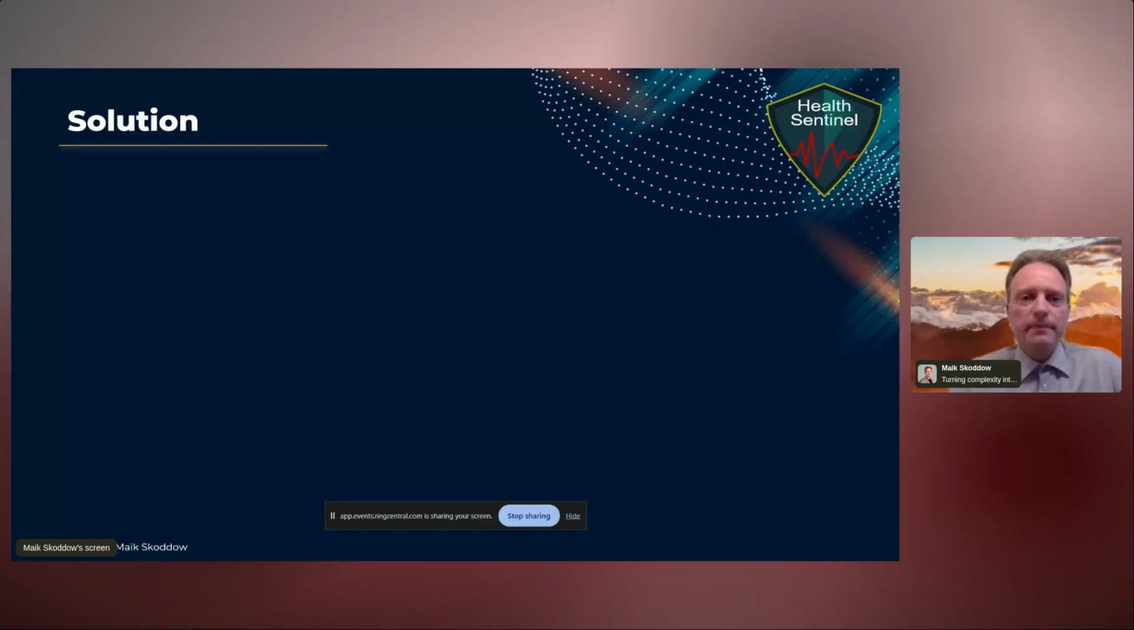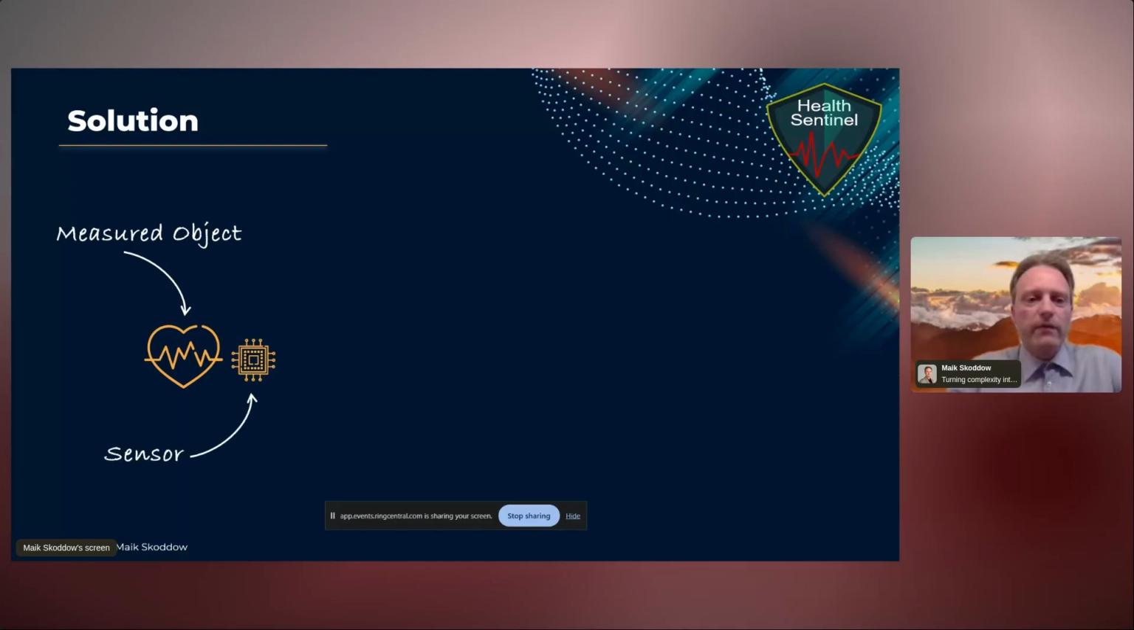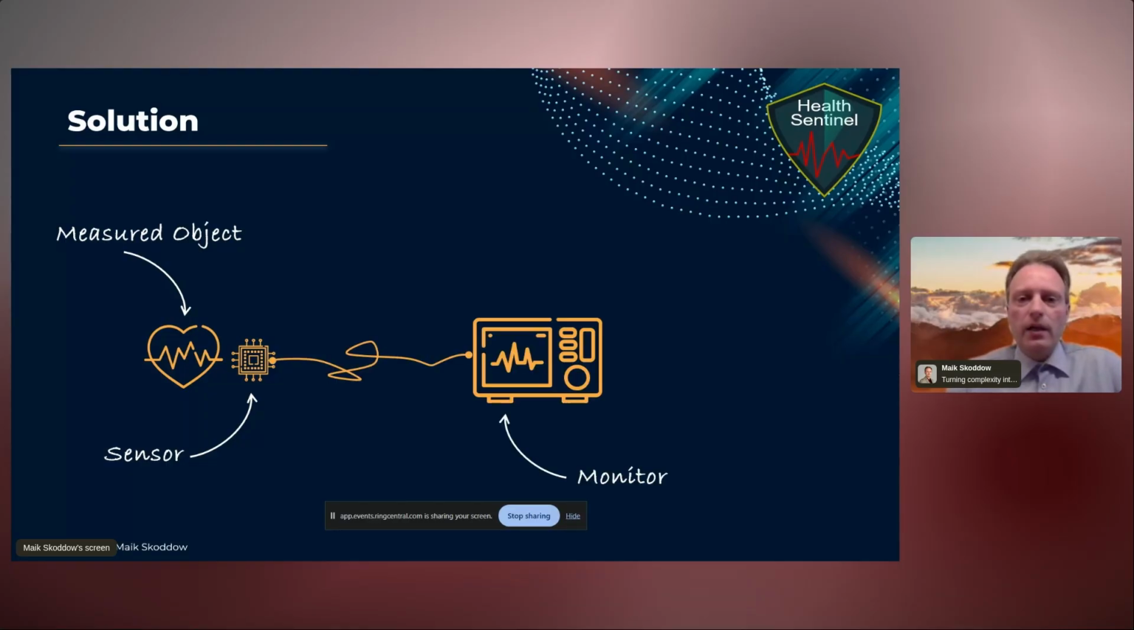let's recap this. We have an object which has to be measured, in my case, a heart. We have a sensor. The sensor can stick to the skin, or can also be placed within the heart if you have a pacemaker. Then you have a kind of device which is receiving the input from the sensor. It could be an external monitor or an internal device like a pacemaker.